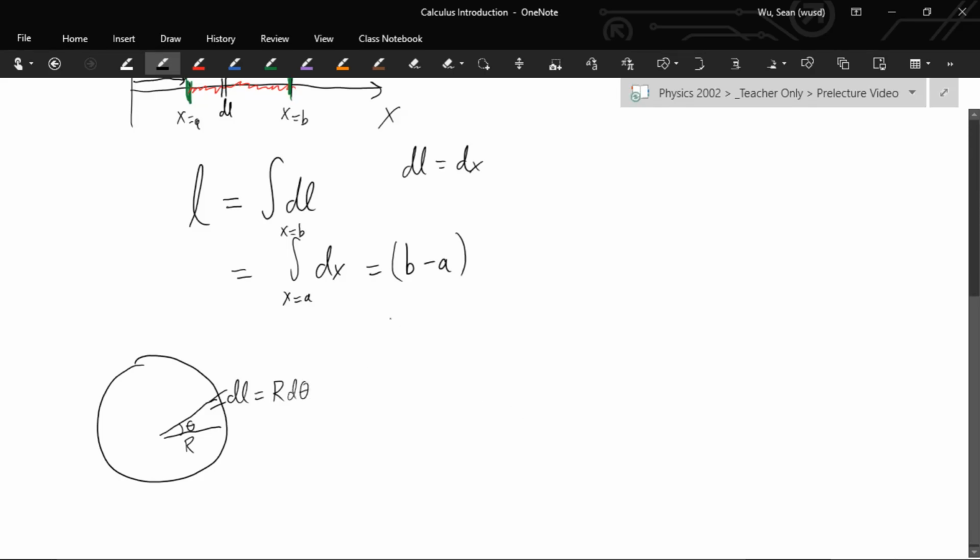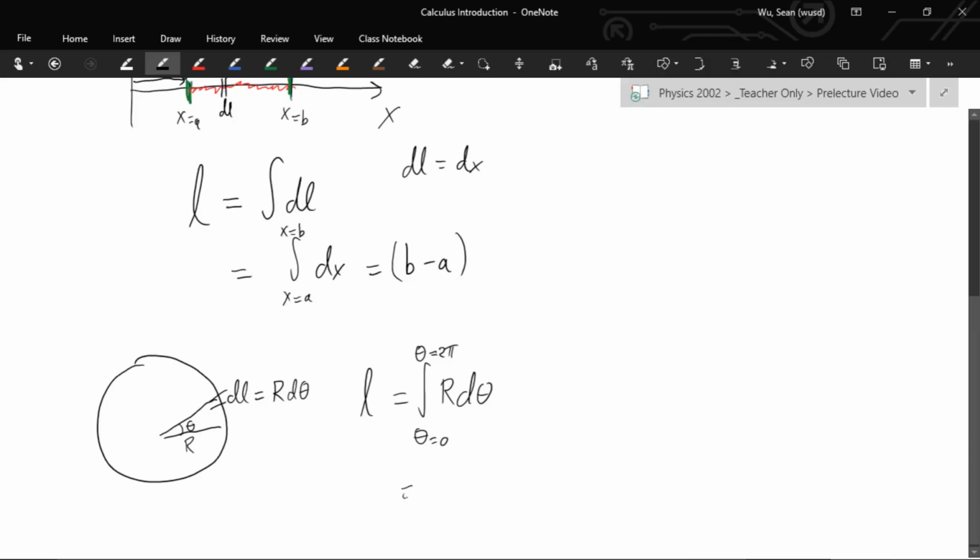Now, looking at this, we could find what the total length of the arc of the circle is around the whole thing by saying that L is going to be equal to the integral of r d theta, going from theta equal to 0, where the starting angle is 0, to where it ends. So this is going to be theta equal to 2 pi, because we go all the way around the circle.